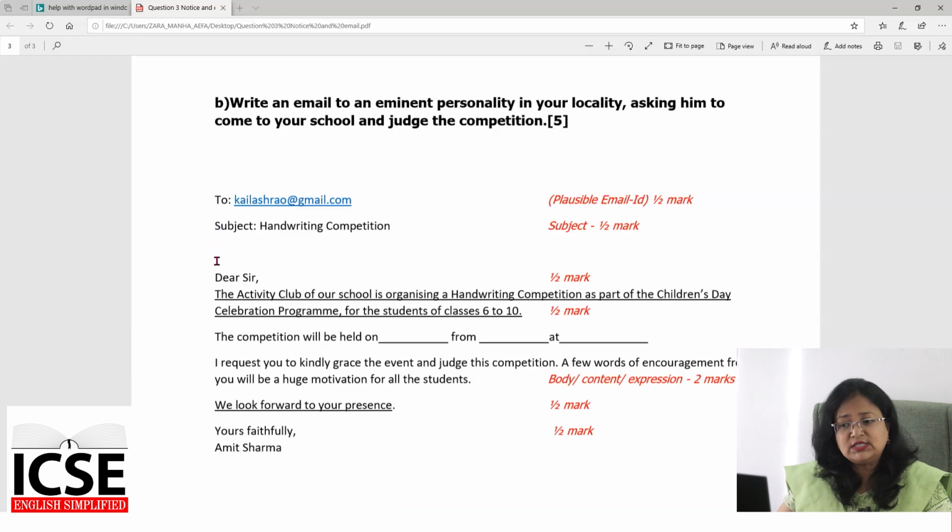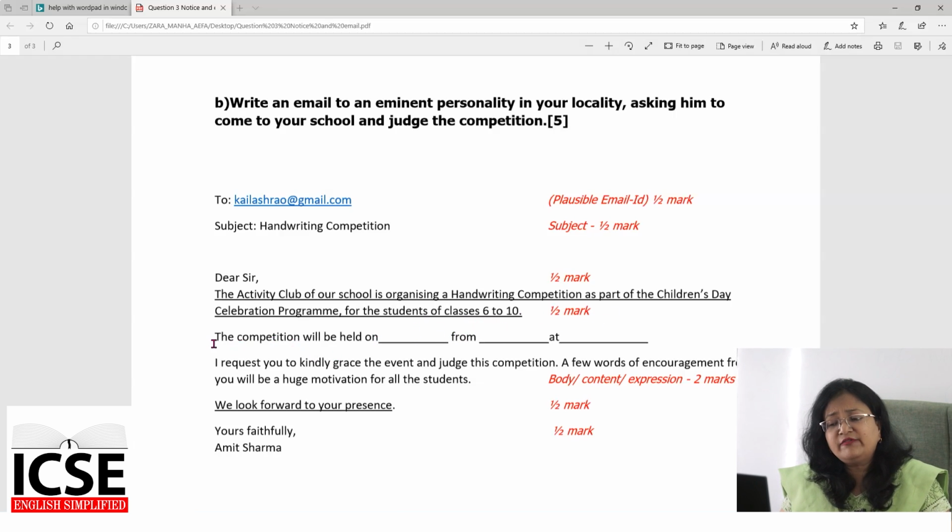Now, if you notice in the email, we have aligned everything to the left. Okay. So dear sir is sticking to the margin. Just below dear sir, you begin with your opening line. Don't waste time. Just start off. The activity club of a school is organizing a handwriting competition as part of the Children's Day program for our students of classes 6 to 10. So this is your opening line. You get half a mark for this.